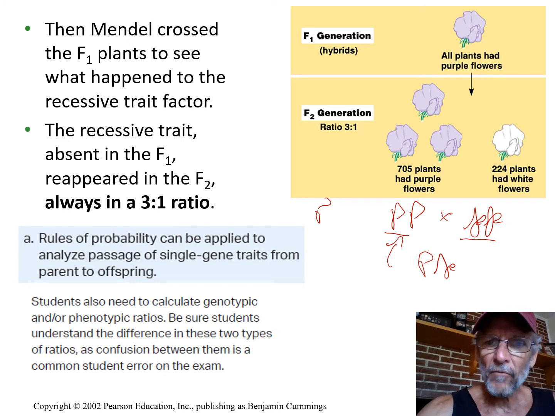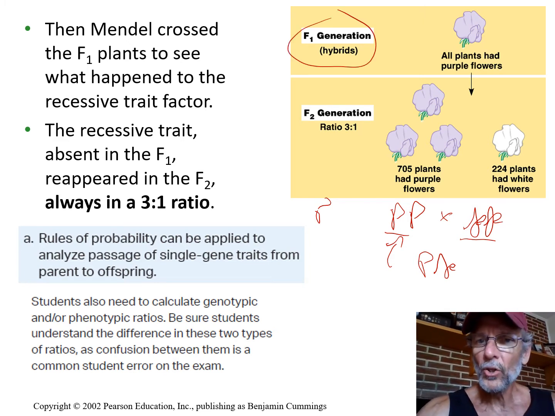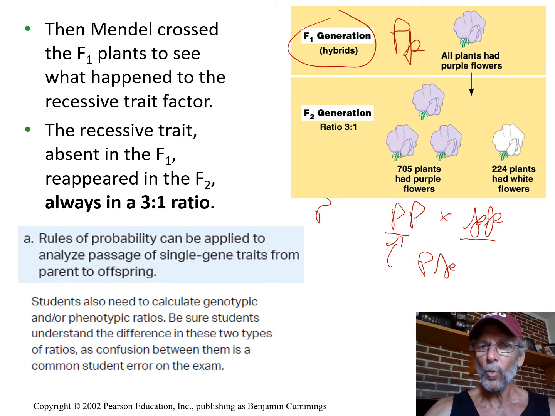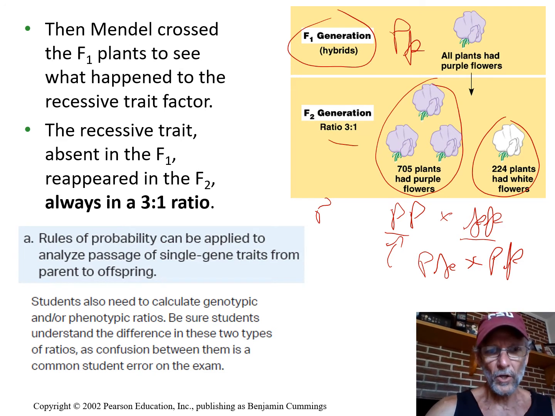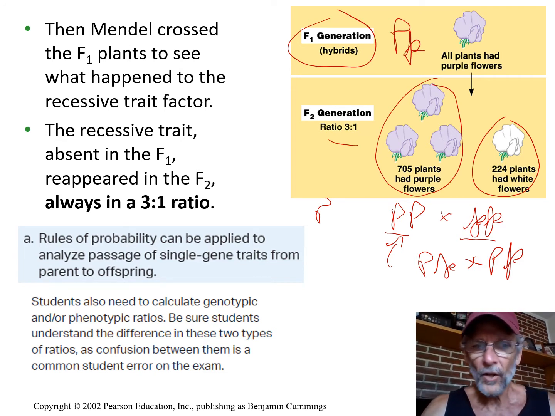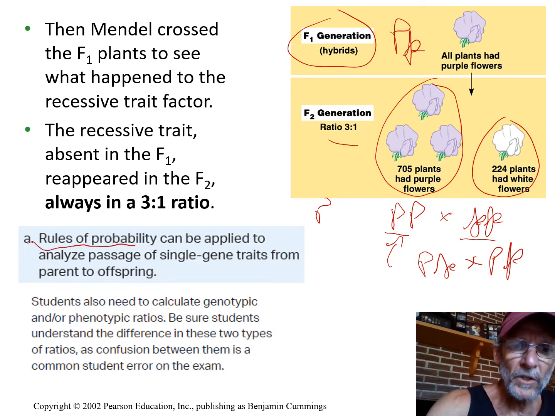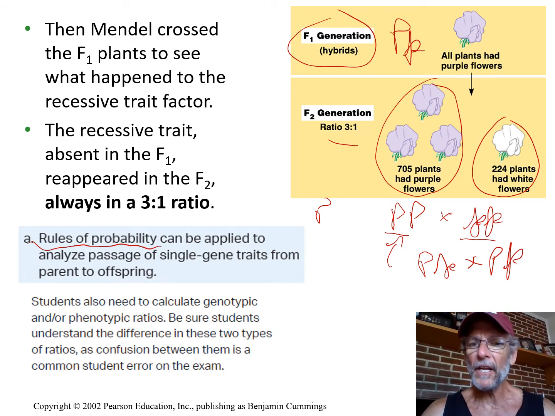And then these F1s, the ones that had two different kinds of genes for this trait, when he crossed two of them with each other, then he got these noteworthy 3-to-1 ratio results that the rules of probability would say you would get if certain rules are involved in this system. And it's those rules that he came up with and called the law of segregation, right?